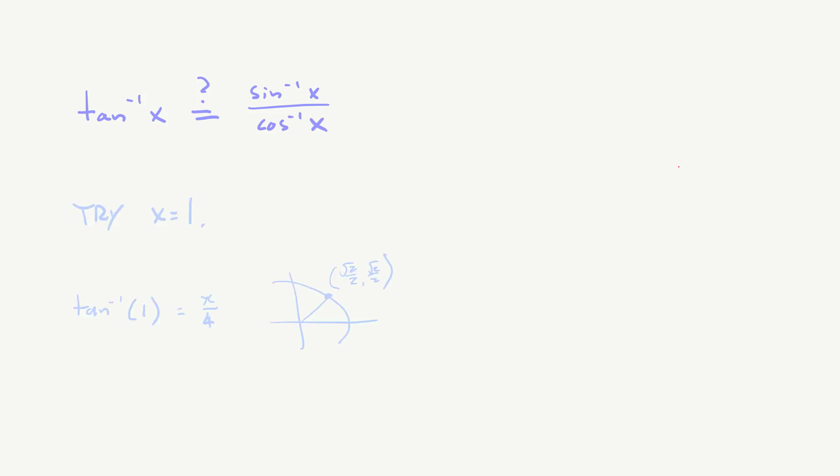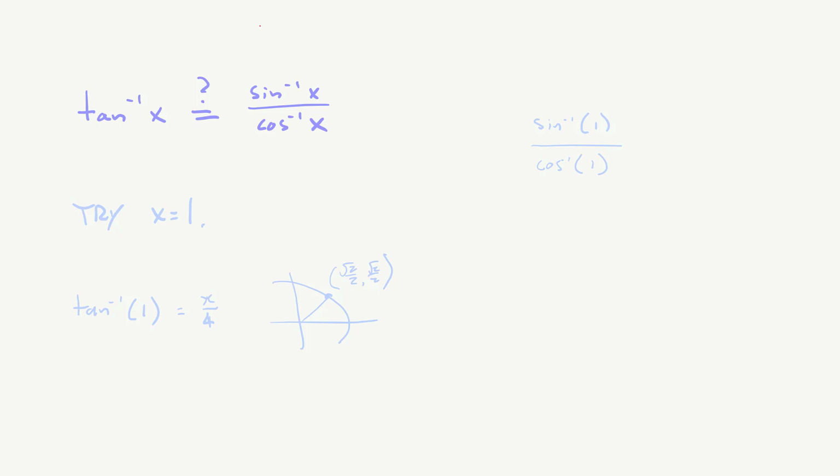If you plug 1 into the tangent inverse function, what you're asking is what angle measure produces a value of 1 for tangent that's between negative pi over 2 and pi over 2. And the only place that does that is pi over 4. So tangent inverse of 1 is pi over 4. Okay, so one side of the equation is pi over 4. Now, if we don't get pi over 4 here, we'll have our answer.